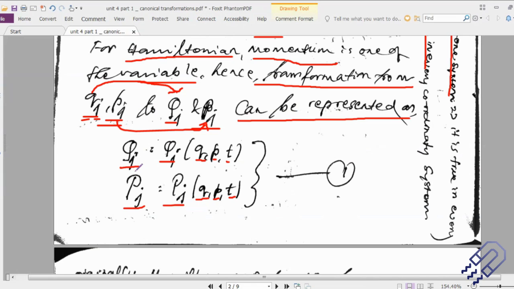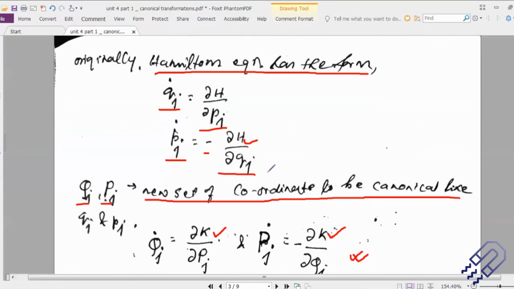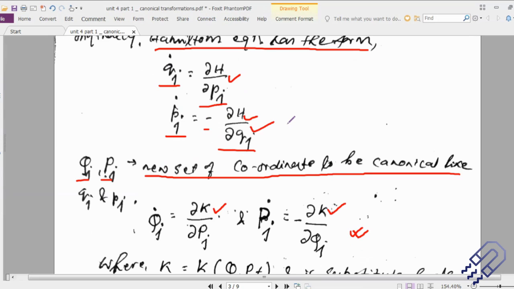The transformation that we'll usually have will be written in terms of capital Qj and capital Pj. That means if small q and small p are the old set of coordinates, capital Q and capital P will represent the new set of coordinates. Accordingly, Hamilton's equations also will change. The old form was Qj dot is del H del Pj, and Pj dot is minus del H del Qj. If we transfer it to the new form, we replace by capital Q and capital P.